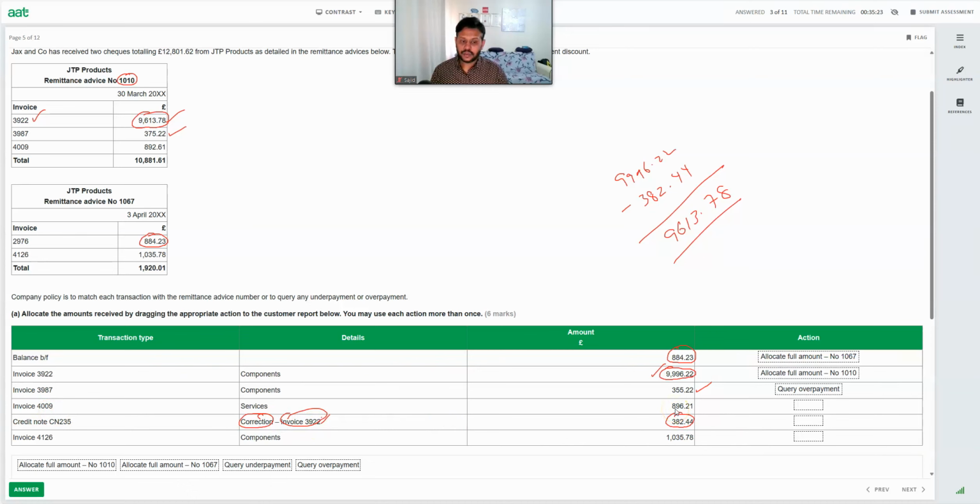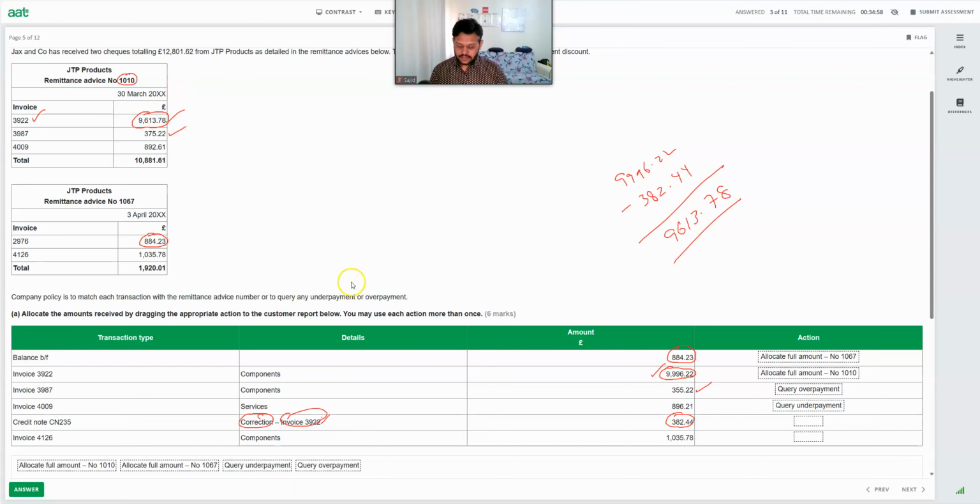Here my amount was 896 and they paid me 892, so they paid me a little bit less. So I need to make a query for underpayment. Don't try to adjust, don't try to add all this amount and see if it matches with the 12. Don't do it. You have to individually check why they paid me more or less, unless there is any credit note.